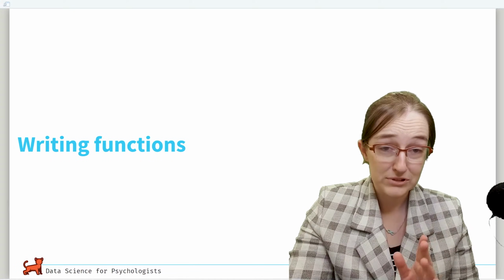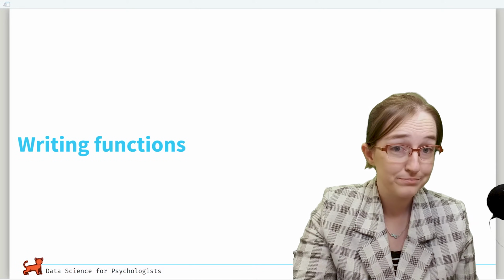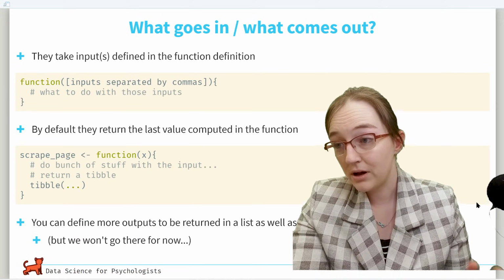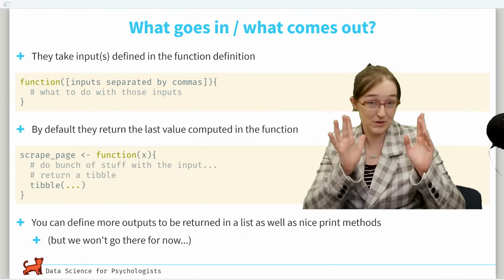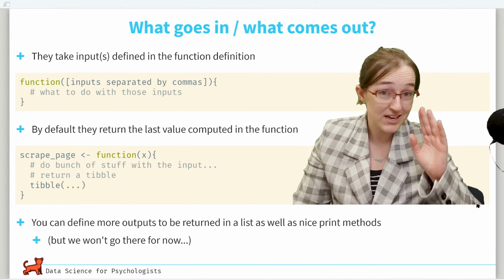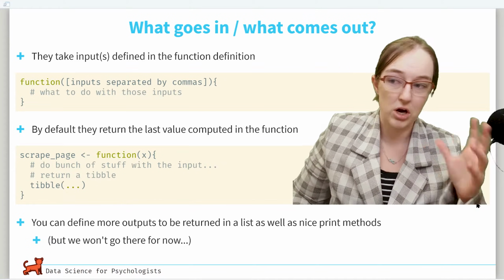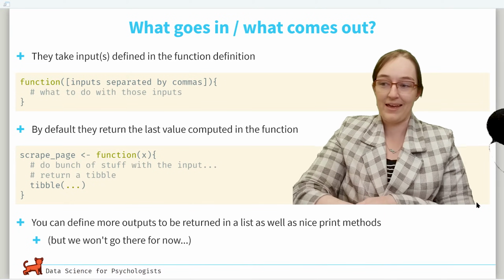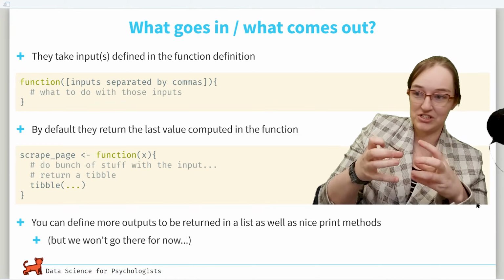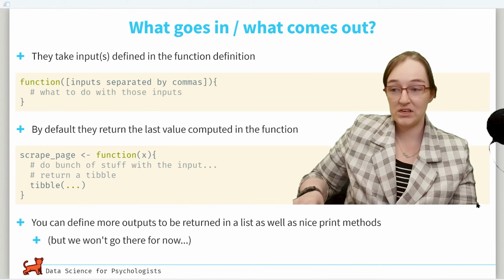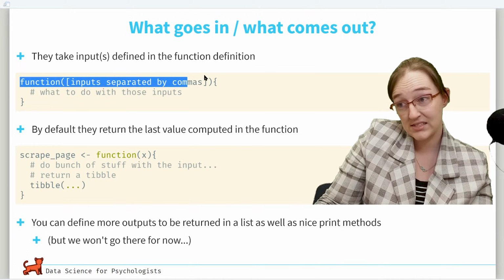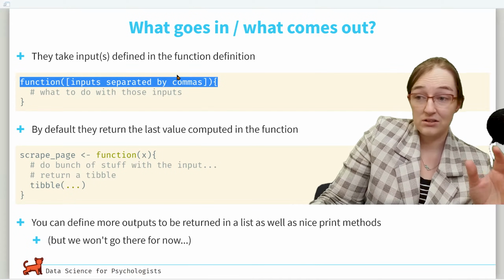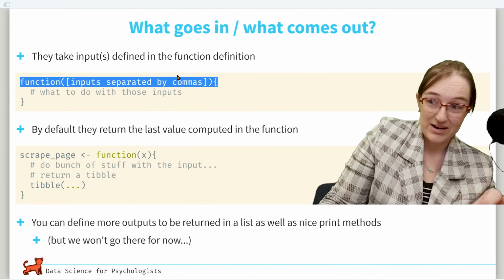Writing them. Because it's great to have them. Okay, so what goes in versus what comes out. Functions take inputs. These are also called arguments. And they are defined in the function definition. So as we can maybe see, as I highlight, the function includes multiple inputs, and these are separated by a comma.